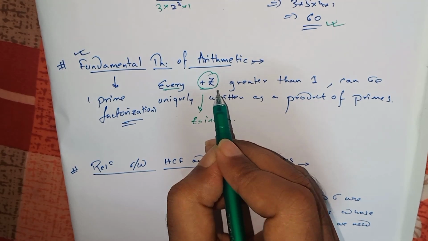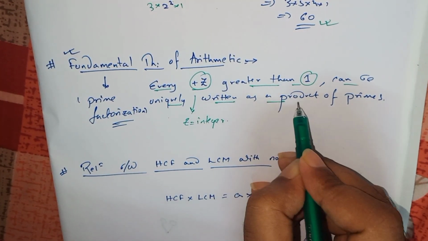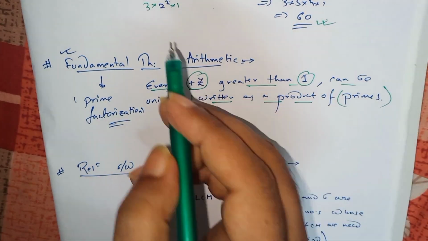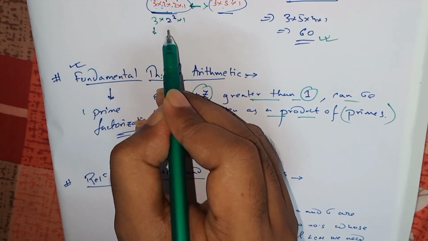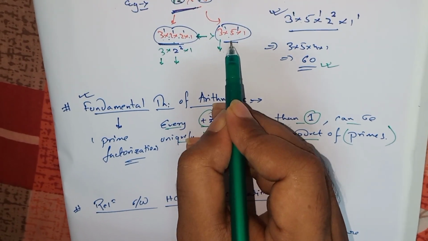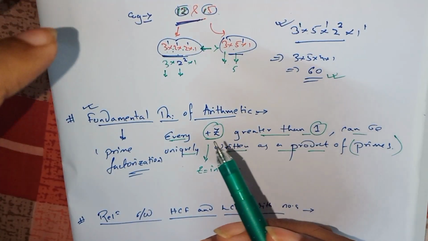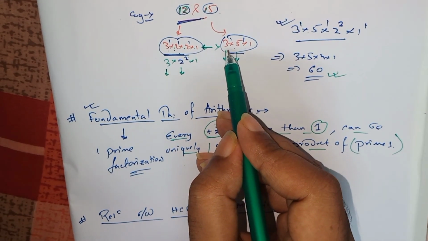Every positive integer greater than 1 can be uniquely written as a product of primes. What we have done here: 3 is a prime number, 2 is also a prime number. 15, 3 is a prime number, 5 is a prime number. So any number we are breaking as a product of primes.